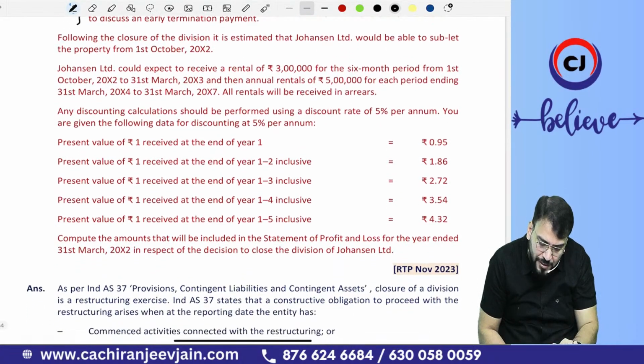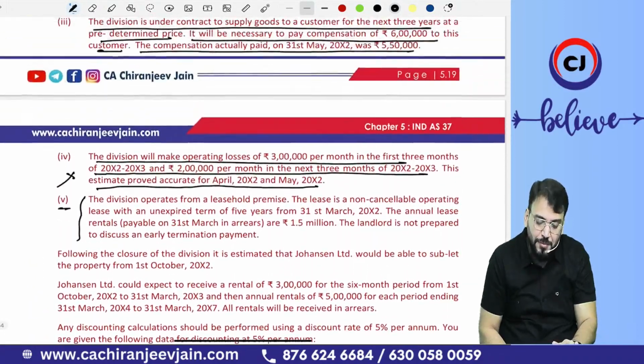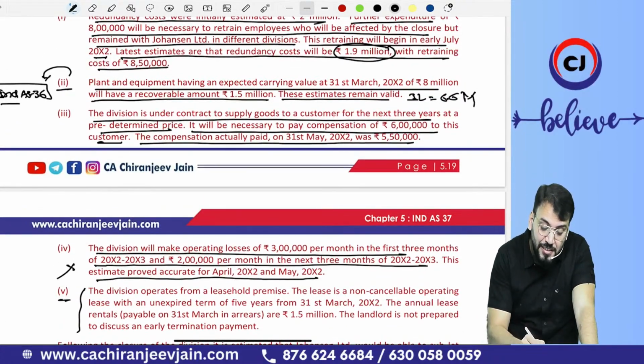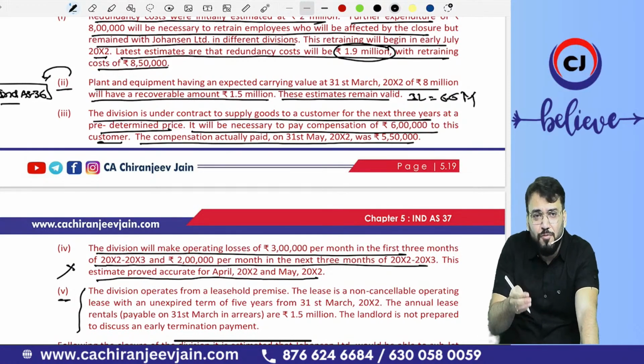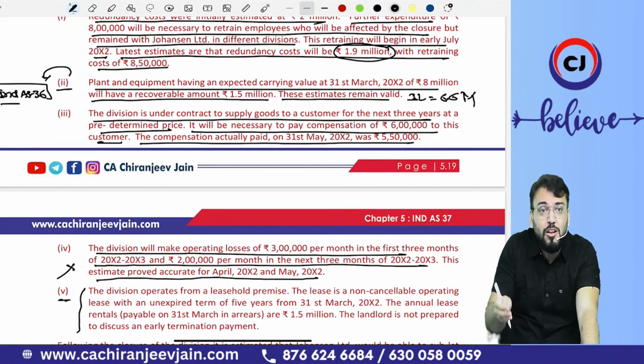They have not given an approval date, no? No, they have not given the approval date. Now just try to understand. Whenever a question is created like this, the compensation was actually paid on 31st May 2002, and it was 5 lakh 50,000. Correct. Now, when this information is given, you take one assumption: whether it is before approval or after approval.